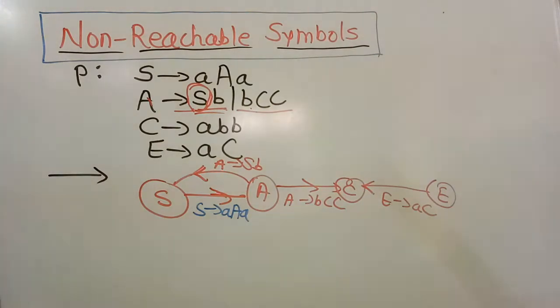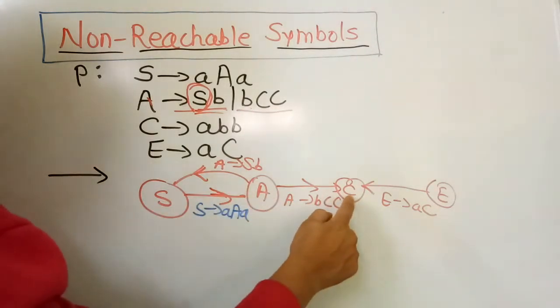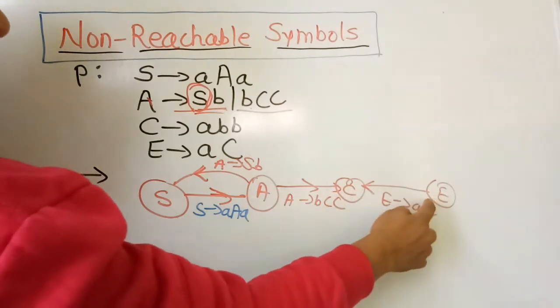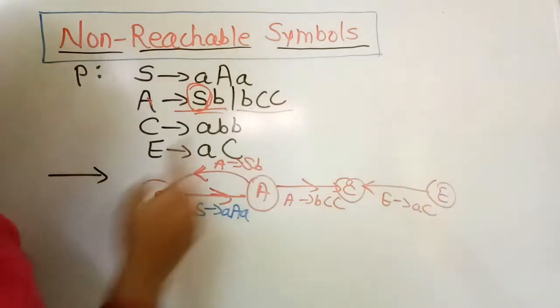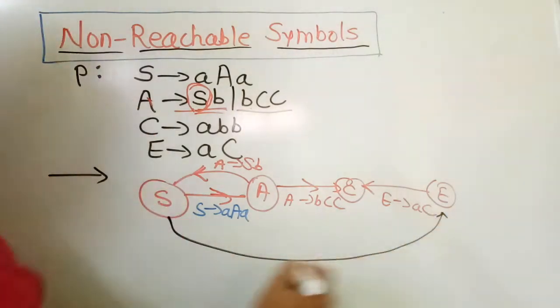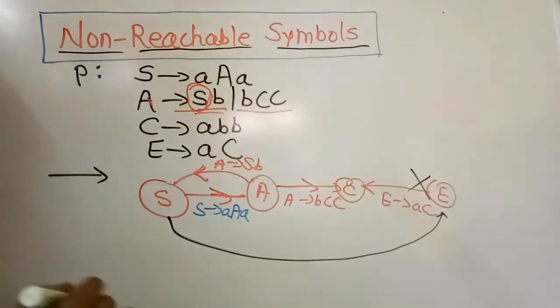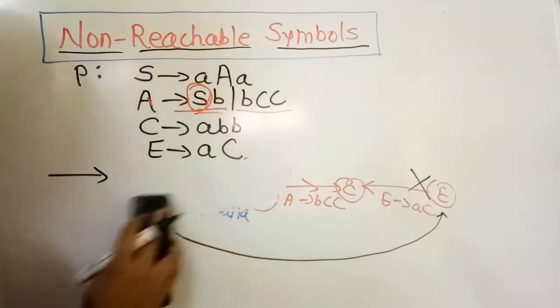Now, we have completed the dependency graph drawing successfully. But how can we conclude from this? S is dependent on A, which is dependent on C, but C is not dependent on E, and E is dependent on C. It means from the starting symbol, E is not having any linking dependency mechanism. So here E is a non-reachable symbol and we have to discard it from our grammar.